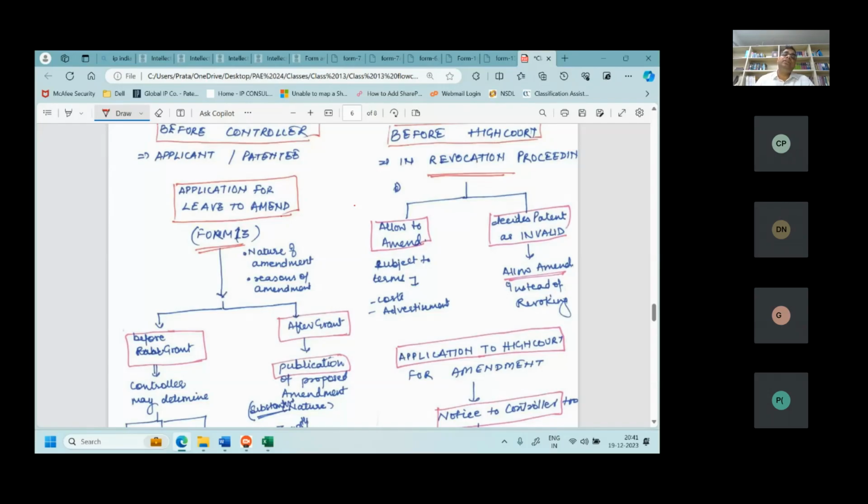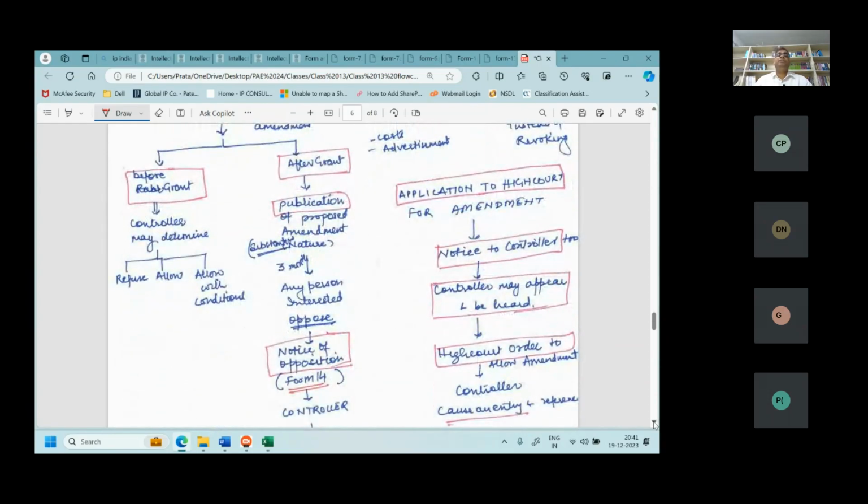Or suppose the High Court decides that it is invalid, but on the plea of the patentee, instead of revoking, allows the amendment. The High Court says, okay, you can amend. If that is done, then you have to file an application in the High Court for amendment. At the same time, you will give notice to the controller also, that I am applying to the High Court for the amendment.